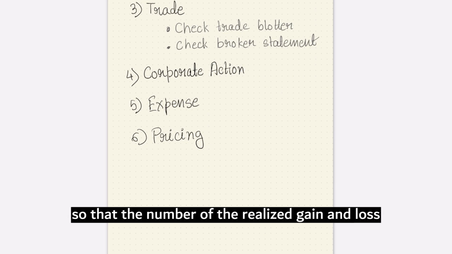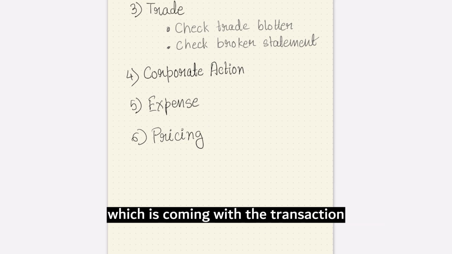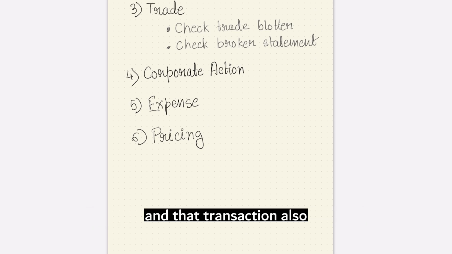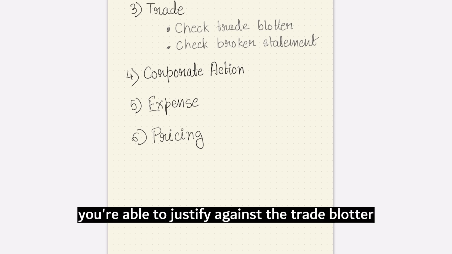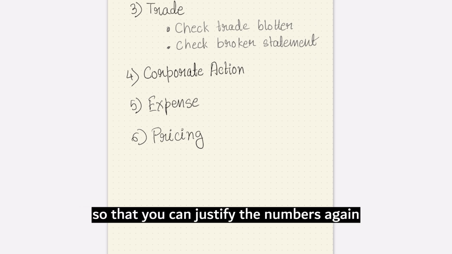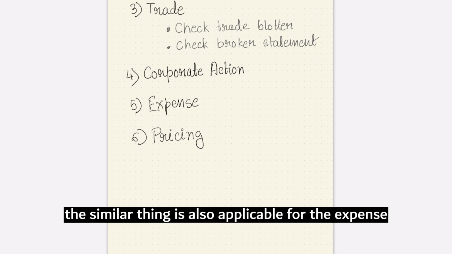So hence it is justified, but you need to have the backup of it, so that the realized gain and loss which is coming with the transactions posted into the fund, you are able to justify, and that transaction also you are able to justify against the trade blotter. So these are the steps to follow so that you can justify the numbers. Again, the similar thing is also applicable for the expense.